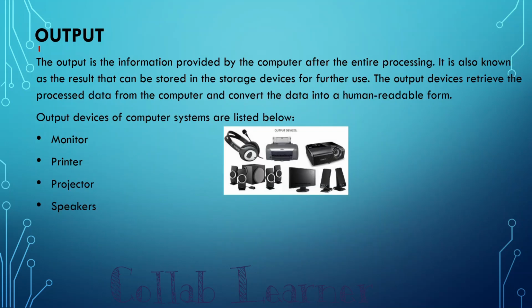So let's look into the third basic functionality of the computer, that is output. The output is the information provided by the computers after the entire processing. It is also known as the result that can be stored in a storage device for future references. The output devices retrieve these processed data from computer and convert it into a human readable form.